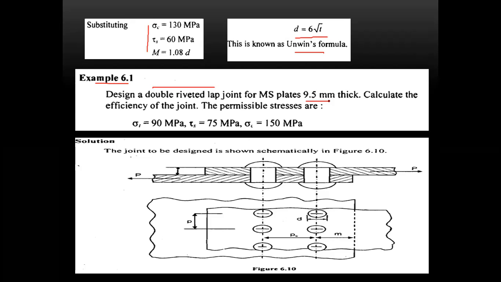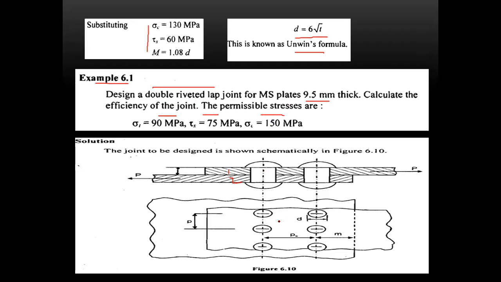Now calculate the efficiency of the joint. The permissible stresses are given: sigma t is equal to 90, tau s is equal to 75, crushing stress is equal to 150. Now see the figure here. This is a double riveted lap joint.